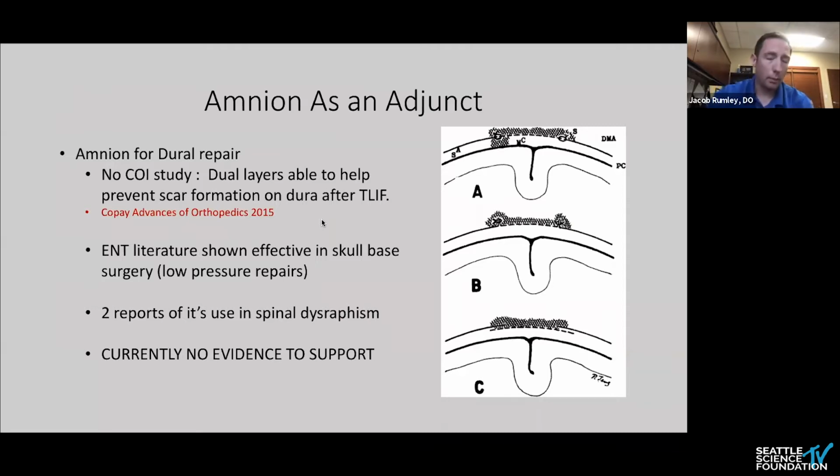I've certainly been approached by some representatives from the amnion world asking if they think that this would be an adjunct, and I was interested when they quoted the TLIF data showing that there's a decreased rate of dural adhesions after surgery. But remember that that does not equal a dural repair, preventing adhesions. So it may be quite the opposite. Some ENT literature shows that it's effective in skull-based surgery, and there has been some neurosurgery reports of using it in spinal surgeries for large defects. But in the end, there's really no evidence to support using amnion as an adjunct to your dural repairs.